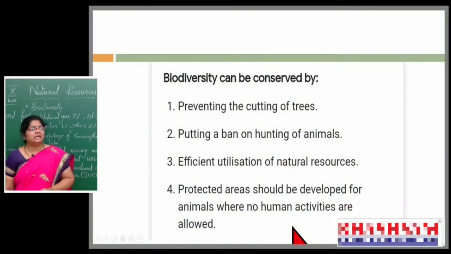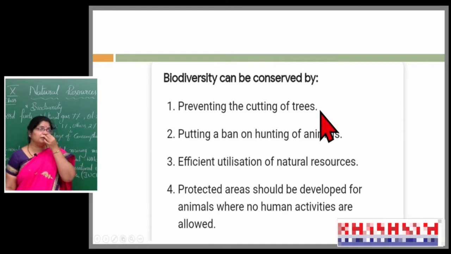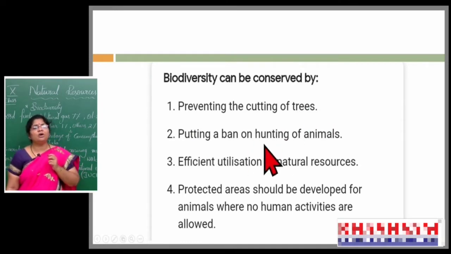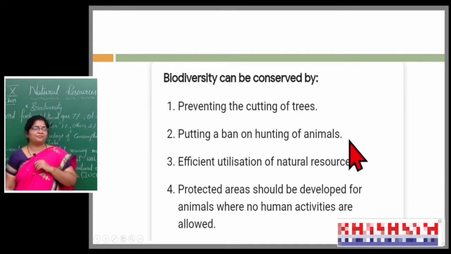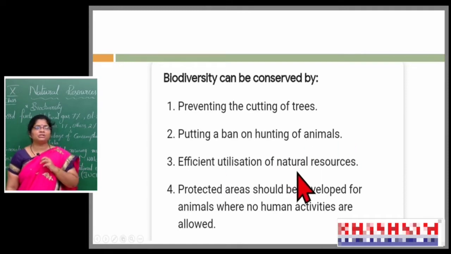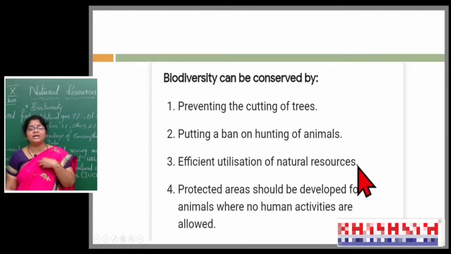So how can we conserve biodiversity? The main important thing is to prevent the cutting of trees. We shouldn't deforest the area. Put a ban on hunting of animals for fun and entertainment. We shouldn't kill any kind of organism in the environment. We shouldn't disturb the wildlife. Use natural resources efficiently: how much we need, that much only we should use.